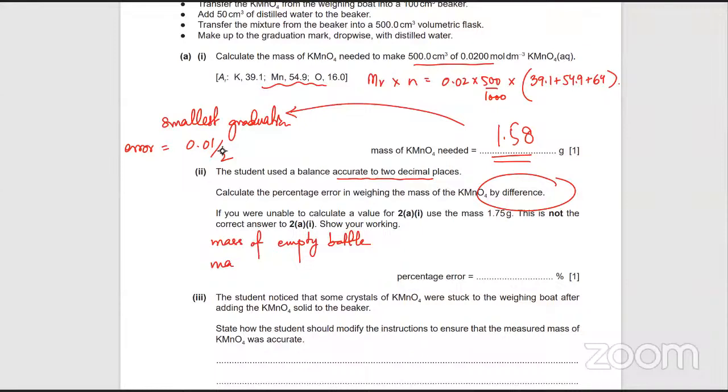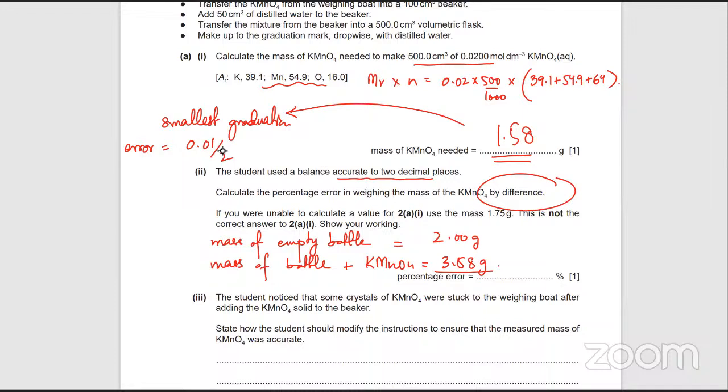फिर mass of empty bottle, mass of bottle plus ये जो भी वो weighing bottle, ठीक है, plus KMnO4, right? So let's say ये आ रहा है that's coming out to be 2 grams, 2.00 grams. तो अगर 1.58 है, so that's going to be what, 3.58 grams, right? So this is how you always measure the mass.